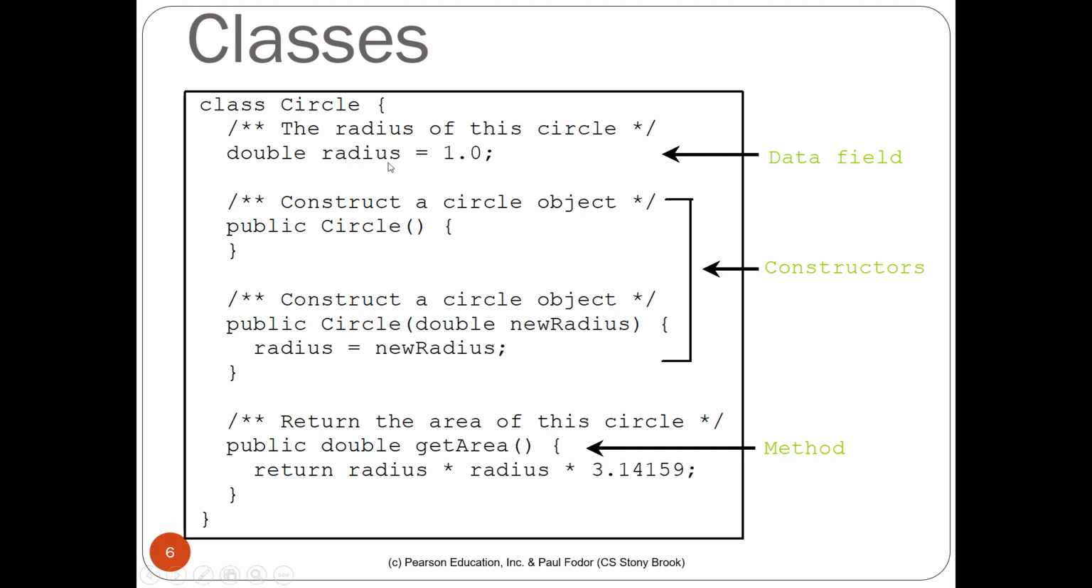That's our data field. Now pay attention to these interesting methods that we have written: public Circle and public Circle. Well, these are two public Circle methods which are in fact constructors. Why are these constructors? Look at these definitions. Look at the signature of this Circle method and the next Circle method. Both are public. They don't have a return type.